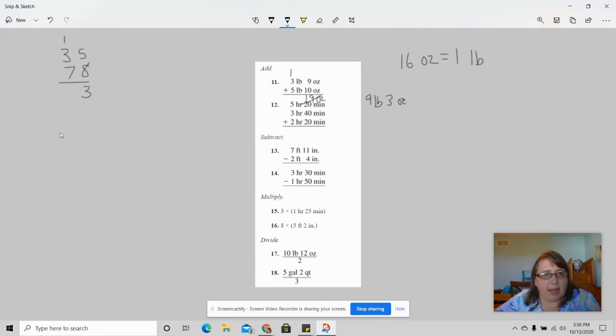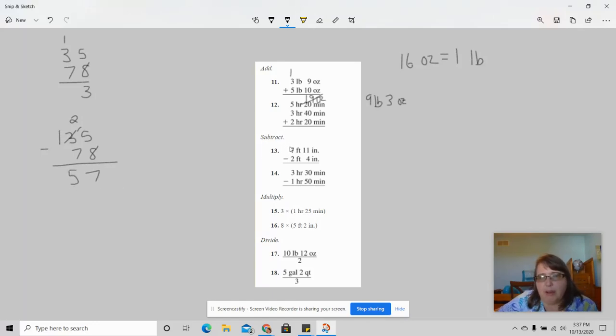Remember, when we subtract, we have to borrow. So if we had 135 minus 78, we'd say, I'm going to borrow from the 3. It's going to become a 2. What am I borrowing? I'm borrowing 10. So 10 plus 5 is 15. This is why our number system is so great.